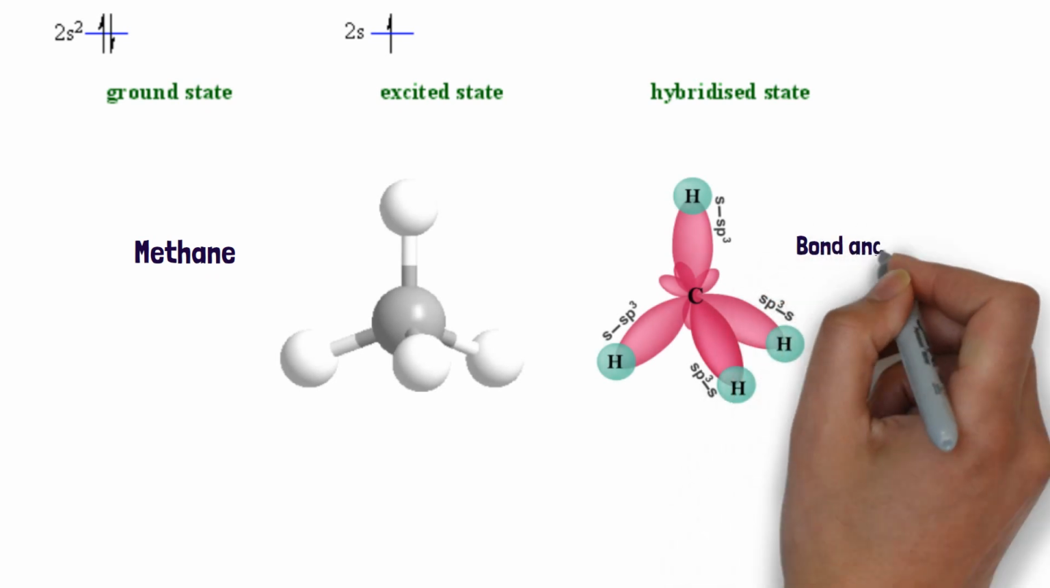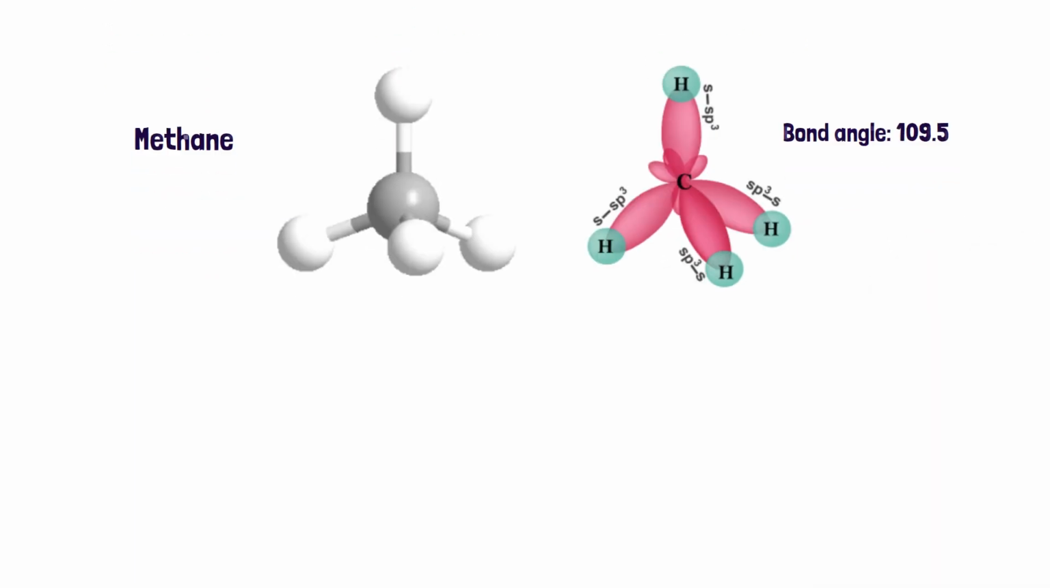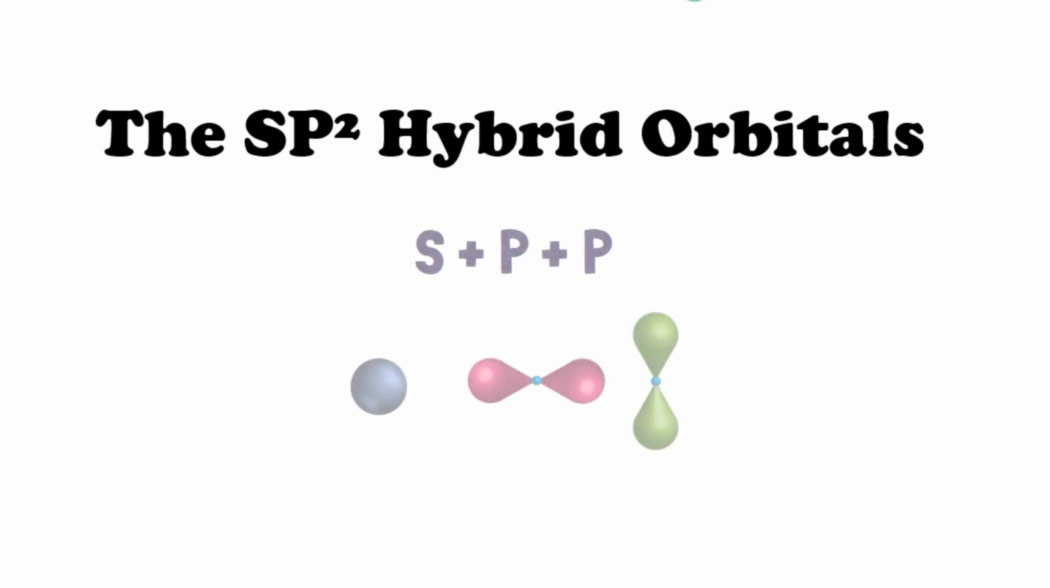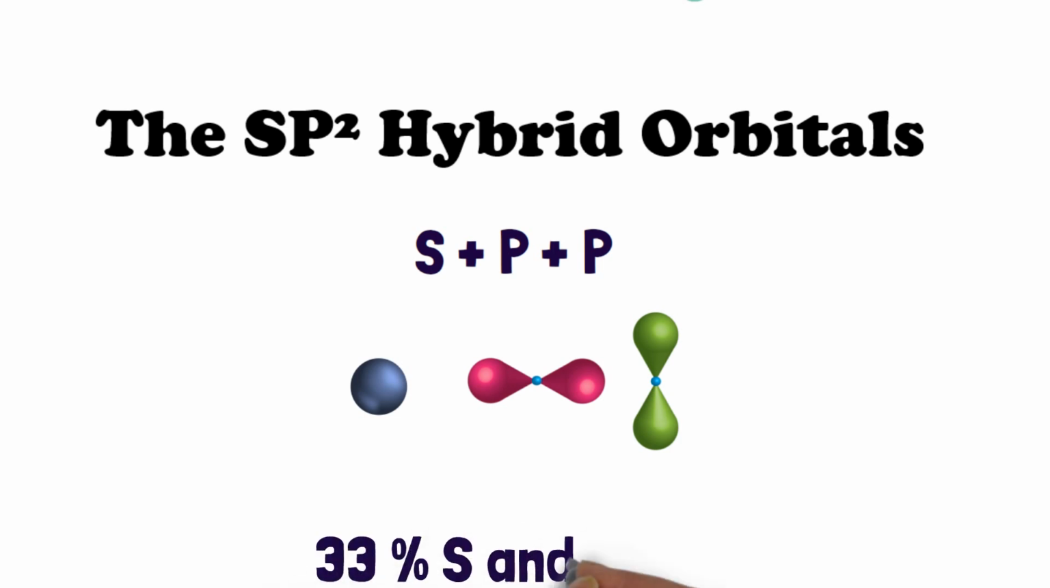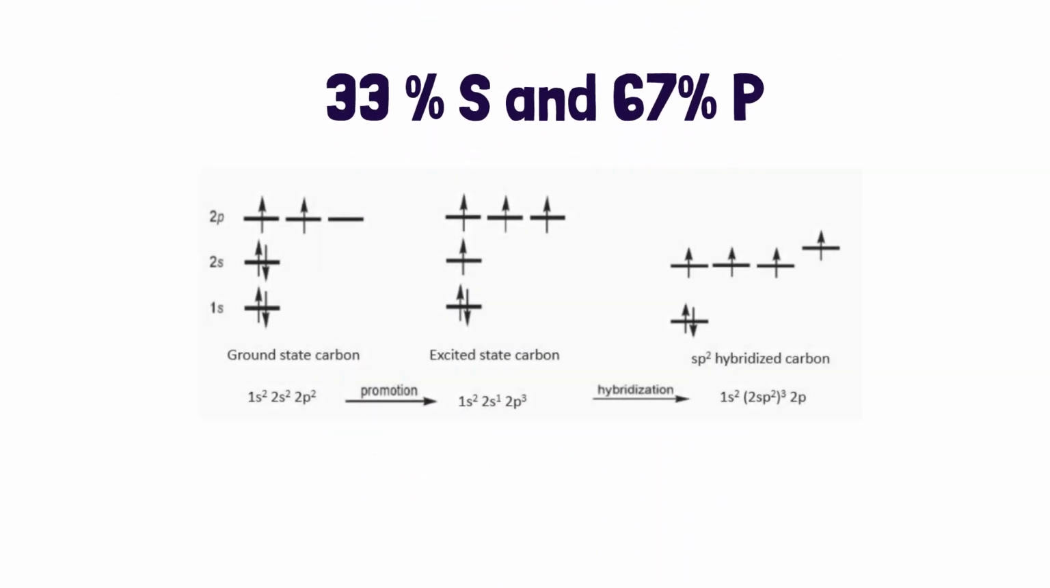The sp2 hybrid orbitals is a blending of one s orbital and two p orbitals. We have three p orbitals, so one of them doesn't hybridize and has the same energy. As we said, sp2 has one s orbital and two p orbitals, which means it has 33% s character and 67% p character. So to make sp2 hybrid orbitals, firstly, one paired electron from the 2s orbital jumps to the 2p orbital, and then one s orbital and two p orbitals mix together to form sp2 hybrid orbitals.